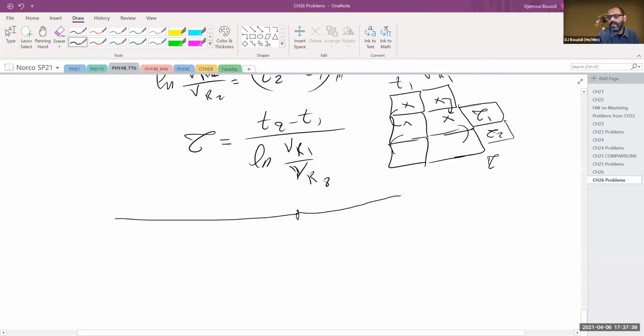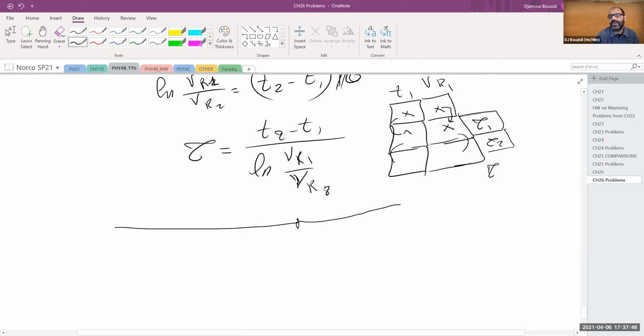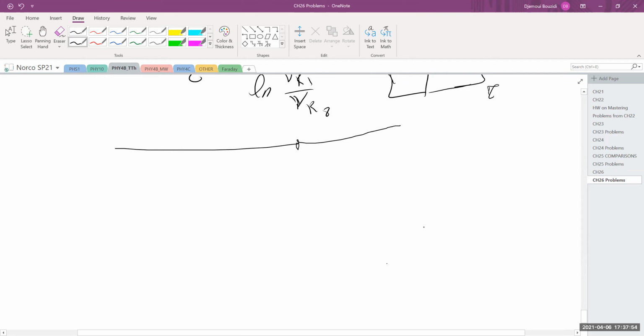So, by the way, are you guys looking at what it says? Chapter 26 problems, and it's showing some sort of discussion that we had in the lab. Yeah, it's showing last time's problems. Okay, very good.